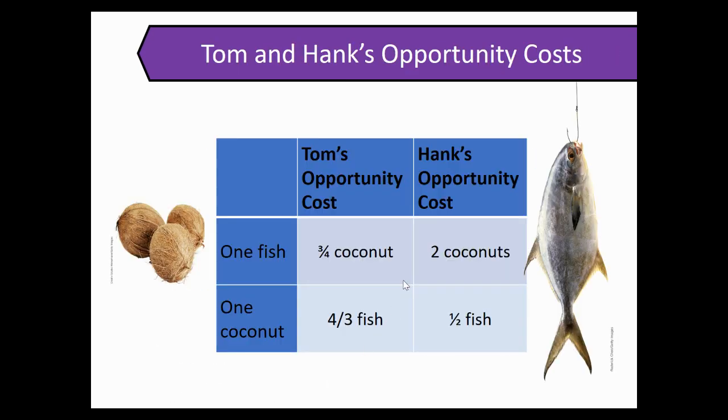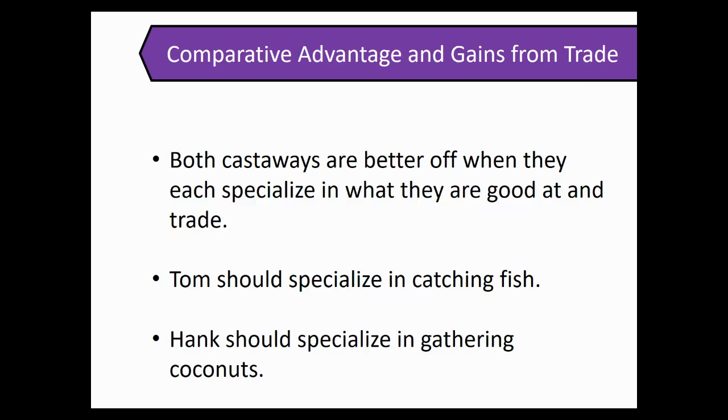So if we look at who should specialize in trade, if we compare the two, for one fish, Tom should be focused on fish, and Hank should be focused on coconuts, because for coconuts, he's only giving up a half, where Tom is giving up 4/3. So Hank should be focusing on coconuts, and Tom should be focused on fish. So they're both better off if they specialize.